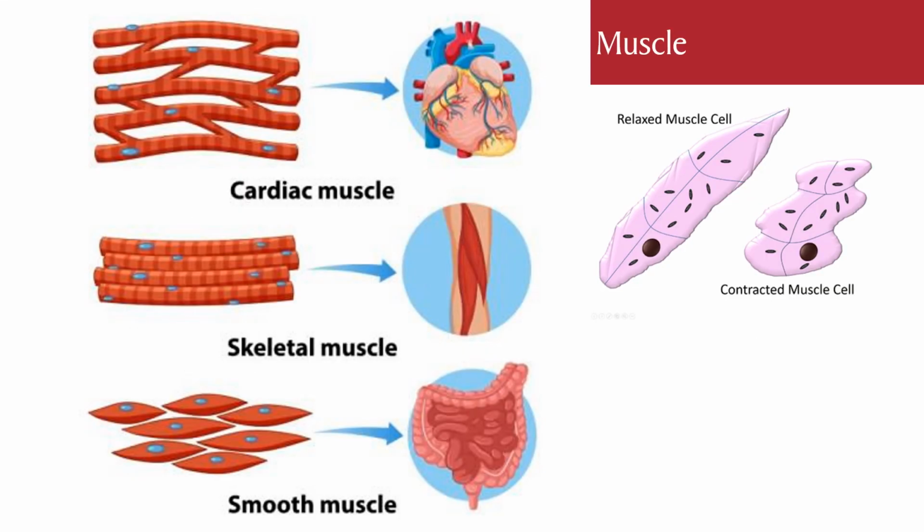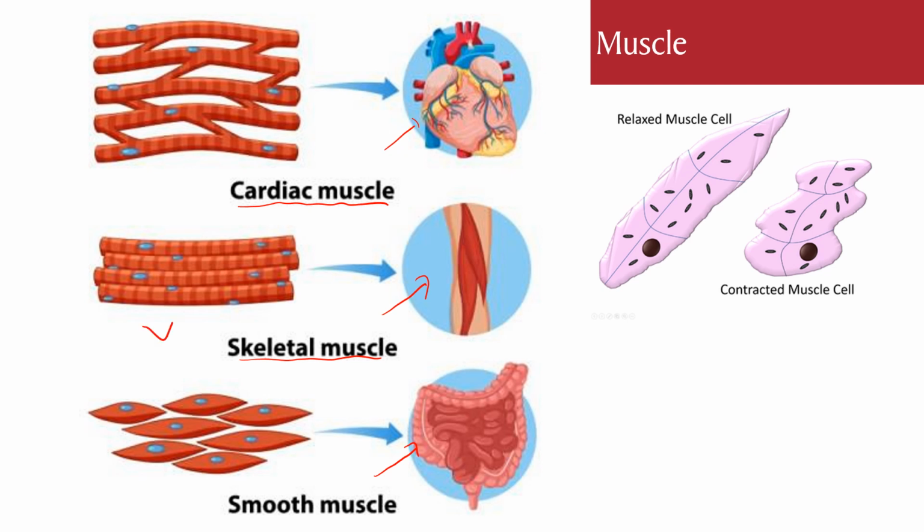Now, specialized cells. We've got 6 that we need to go through, 3 animal and 3 plant. Starting off with muscle. We've got 3 different types of muscle cells. We've got cardiac, which is in the heart. We've got skeletal, which is all connected to your skeleton and your bones. And we've got smooth muscle, which is mainly your digestive system.